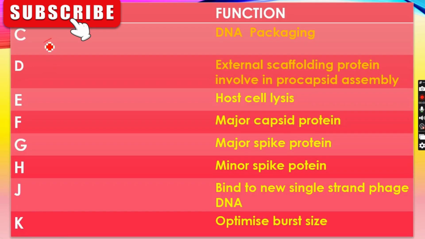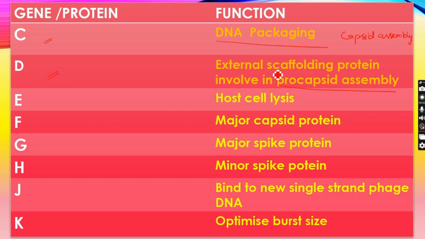The C gene is involved in DNA packaging. After the capsid assembly, the DNA must be packed into the capsid. It is carried out by the C gene. The D gene is also involved in procapsid assembly. That means after the DNA is packed, the outer capsid is folded with the scaffolding protein synthesized by the D gene. Then E is host cell lysis.